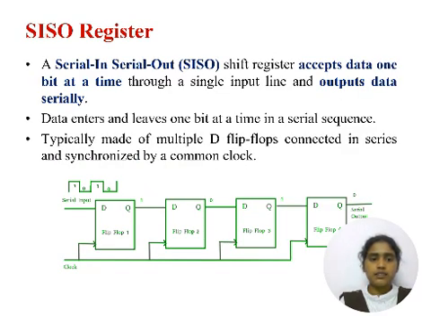Serial in, serial out register. It is a shift register that accepts data one bit at a time through a single input line and outputs data serially. Data enters and leaves one bit at a time in a serial sequence, typically made of multiple D flip-flops connected in series and synchronized by a common clock.